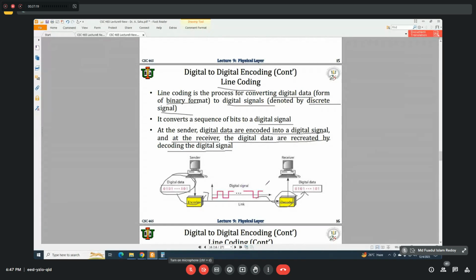I did not say "recreate" in my lecture; you can tell it in a different way. The sender side digital data, before transmitting, must be converted through the encoder to a digital signal, and when the receiver side receives the digital signal, it must be converted back to digital data. This is what I said, and what is written here is the same. Is it clear?